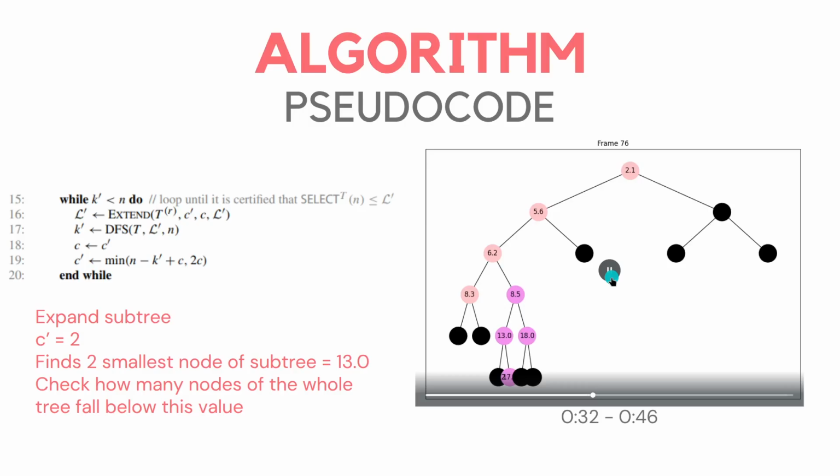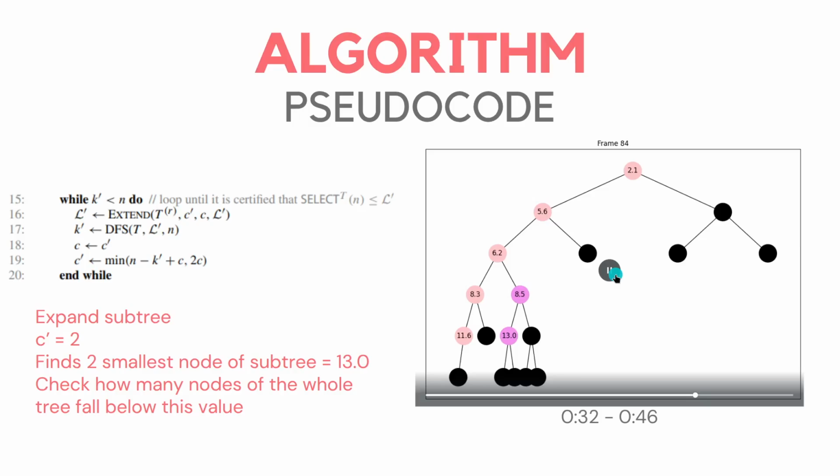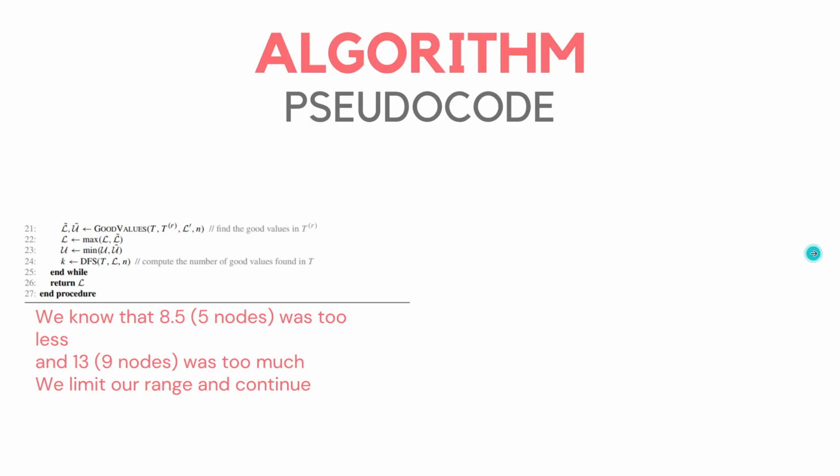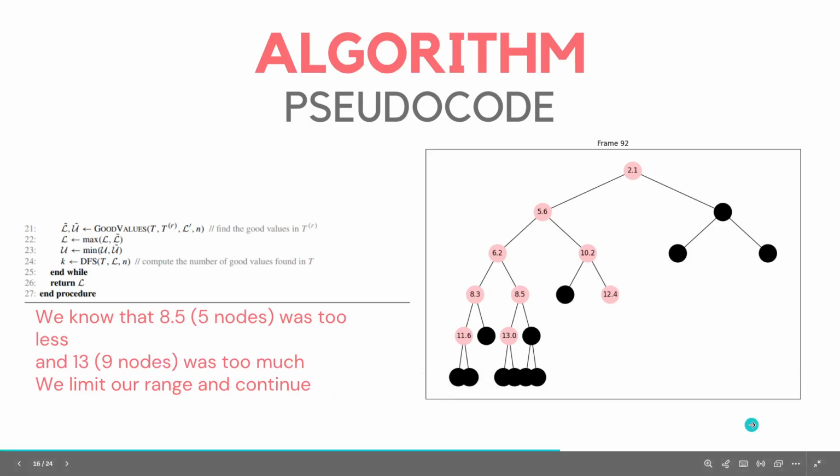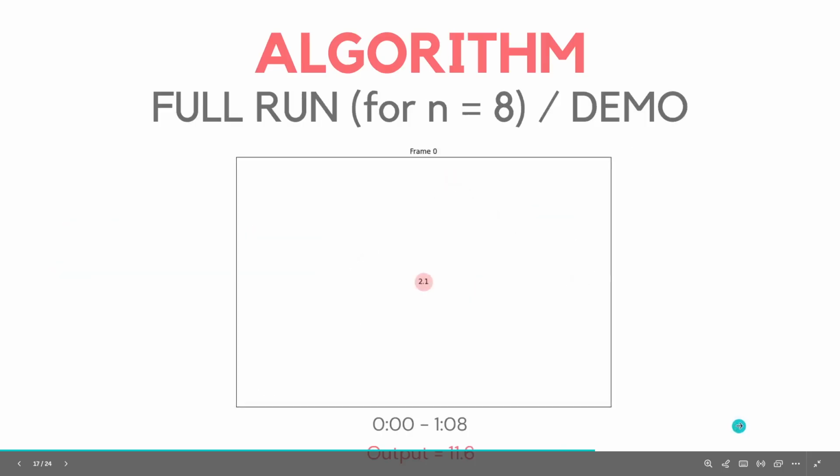We try to find its 2 smallest nodes, and that gives us 13. And then we check how many values are less than 13. And we actually get quite a lot of values are less than 13. In fact, 9 values are less than 13. We had 5 less than 8.5 and 9 less than 13. So we have a range. We know 13 is a bad value and 8.5 is a good value. So we limit our range and then we continue.